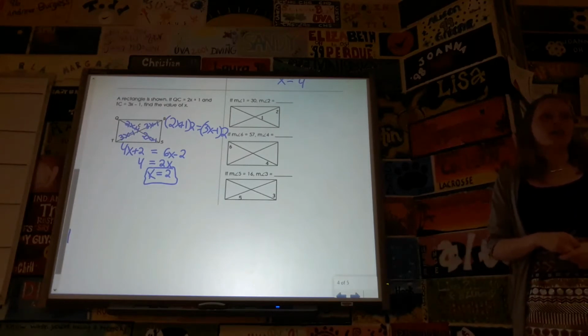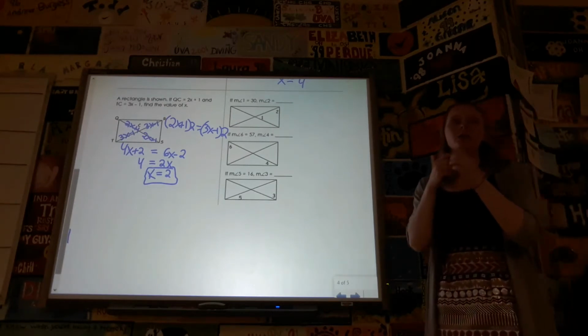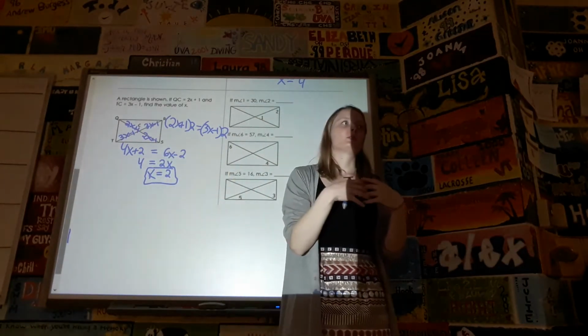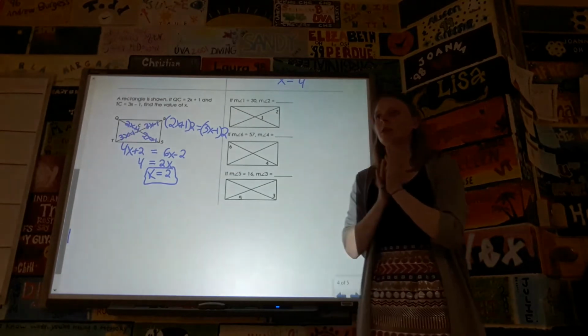Alright, everybody clear on that one? So I used both of the diagonal properties together. I used that they were being bisected in order to get equal parts, and then I said that the full lengths were equal. So I used both of them together. Yes?